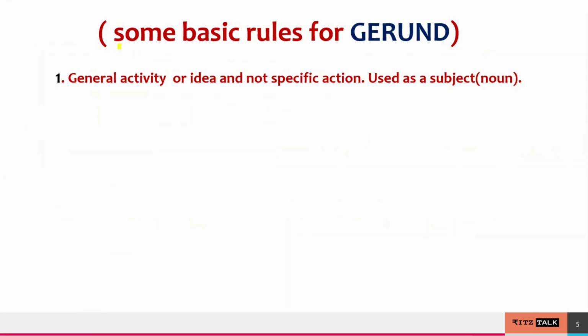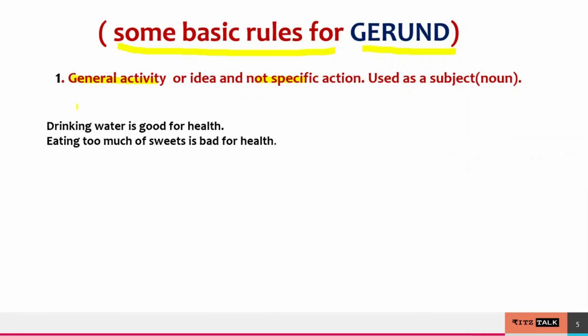Let's talk about some basic rules for gerund. तो gerund क्या है, that we understood? Gerund verb plus ing है जो noun की तरह यूज होता है sentence में, and sometimes it acts as a subject and sometimes it acts as an object. So rule number 1 says: when we talk about a general activity or an idea, and not a specific action, there we use it as a subject and that is called gerund.